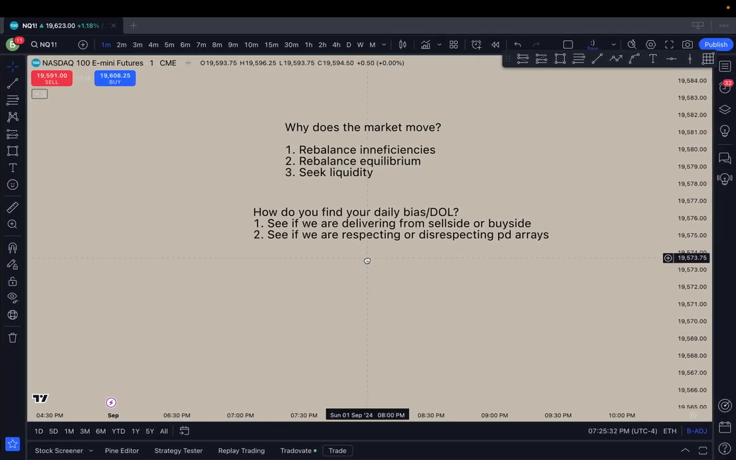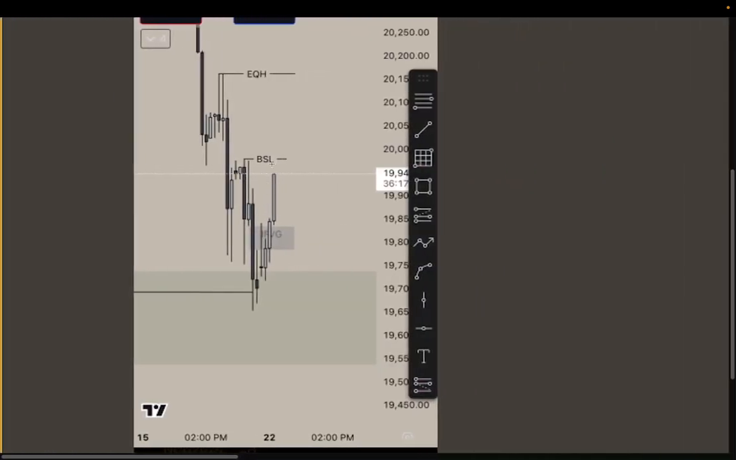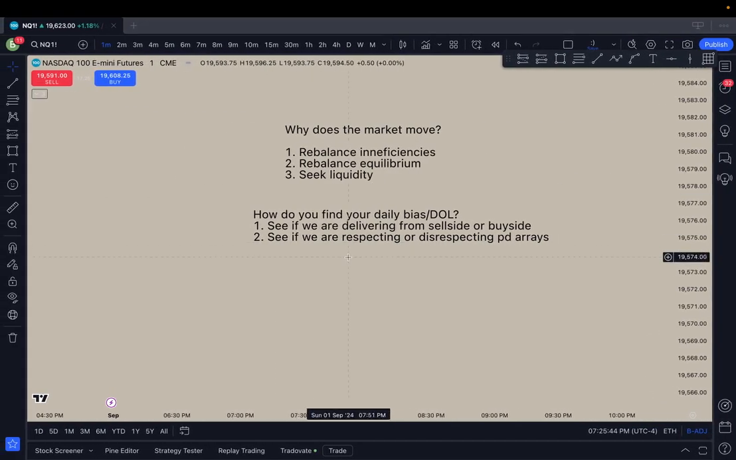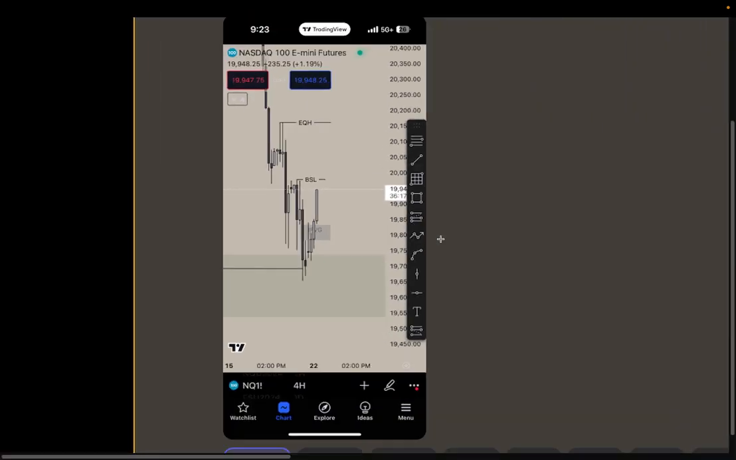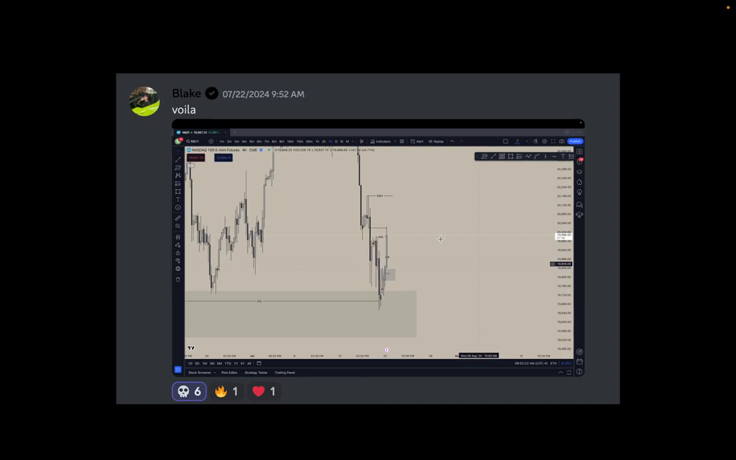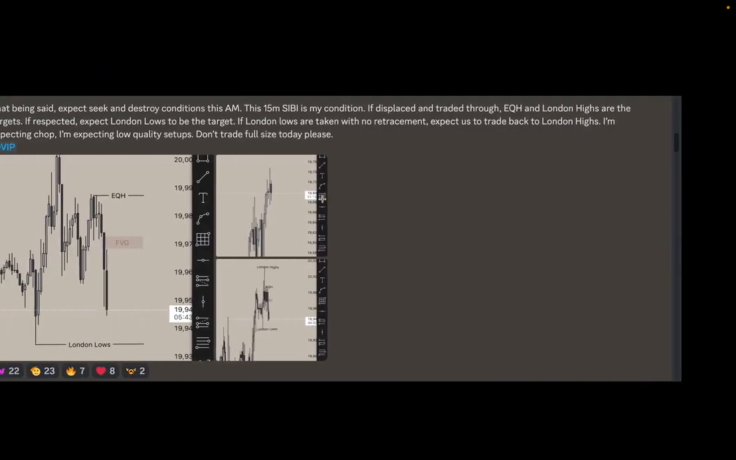All right. So let's use everything here. Okay. So first off, why is the market moving? In this example, we're moving to seek liquidity, right? To seek this liquidity here. And then here we are delivering from sell side and we're disrespecting bearish PD arrays. Okay. And what happens is we traded and we delivered towards that buy side liquidity and towards that, what's it called, order block right there. Okay, that's example number 1.